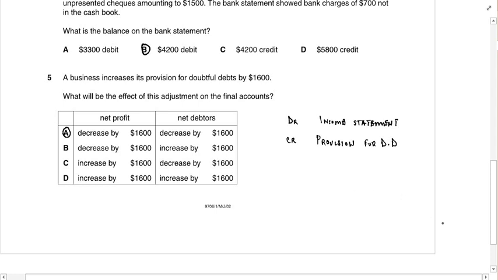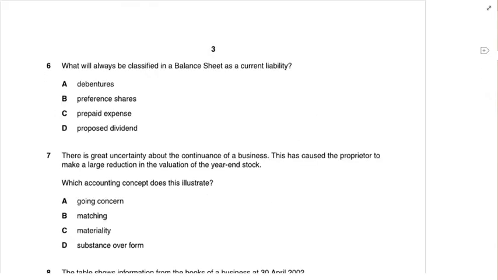Then let's look at question number 6. What will always be classified in the balance sheet as a current liability? We'll look at each and every item there, and then we will see which one qualifies to be classified as a current liability. Debentures will be a non-current liability unless their maturity date is within 12 months. So ordinarily they are a non-current liability.